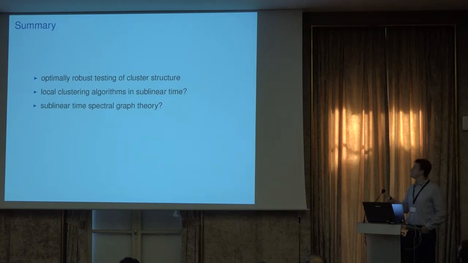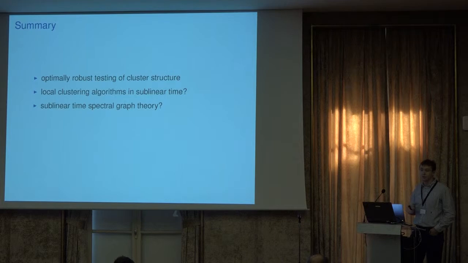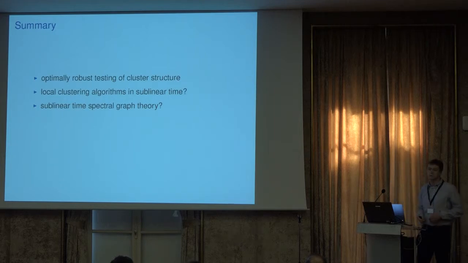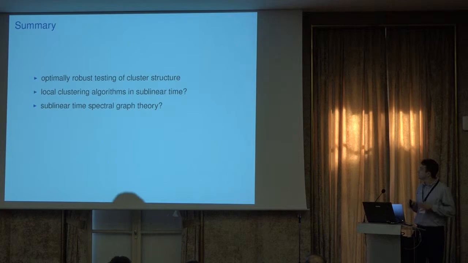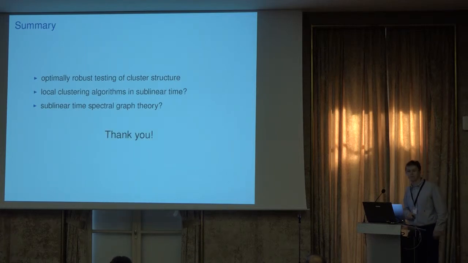Good. So to summarize, we gave an algorithm that optimally tests cluster structure in graphs in sublinear time. Specifically, we can run in time n to the 1/2 plus epsilon, which is tight up to constant factors on the epsilon. And there are lots of interesting open problems under the general umbrella of doing spectral graph theory or local clustering algorithms in sublinear time. Thank you.